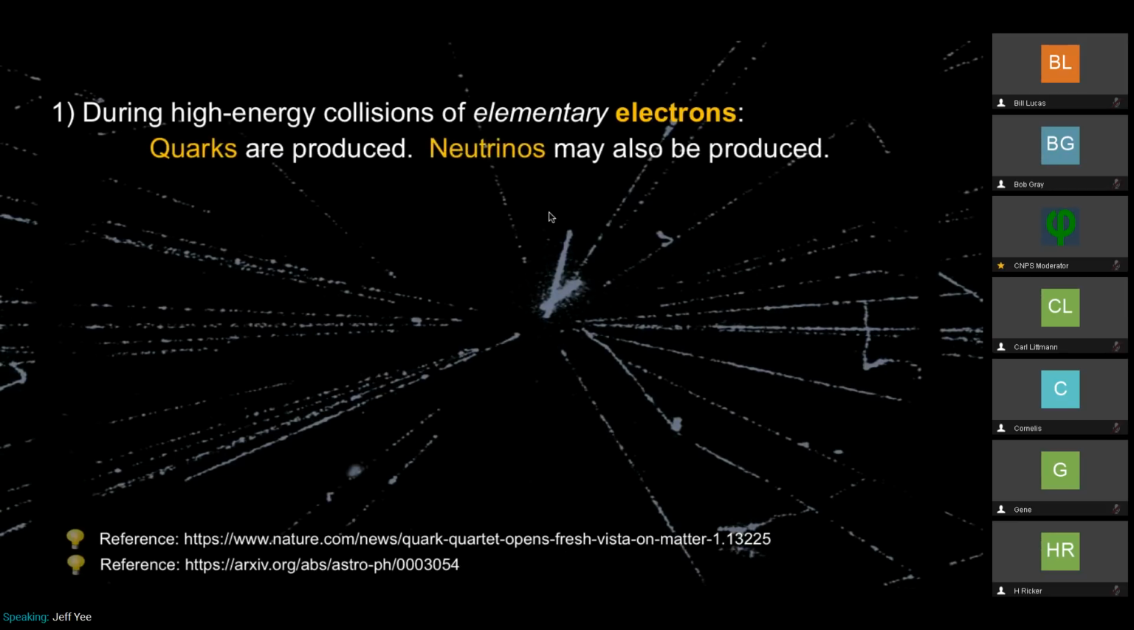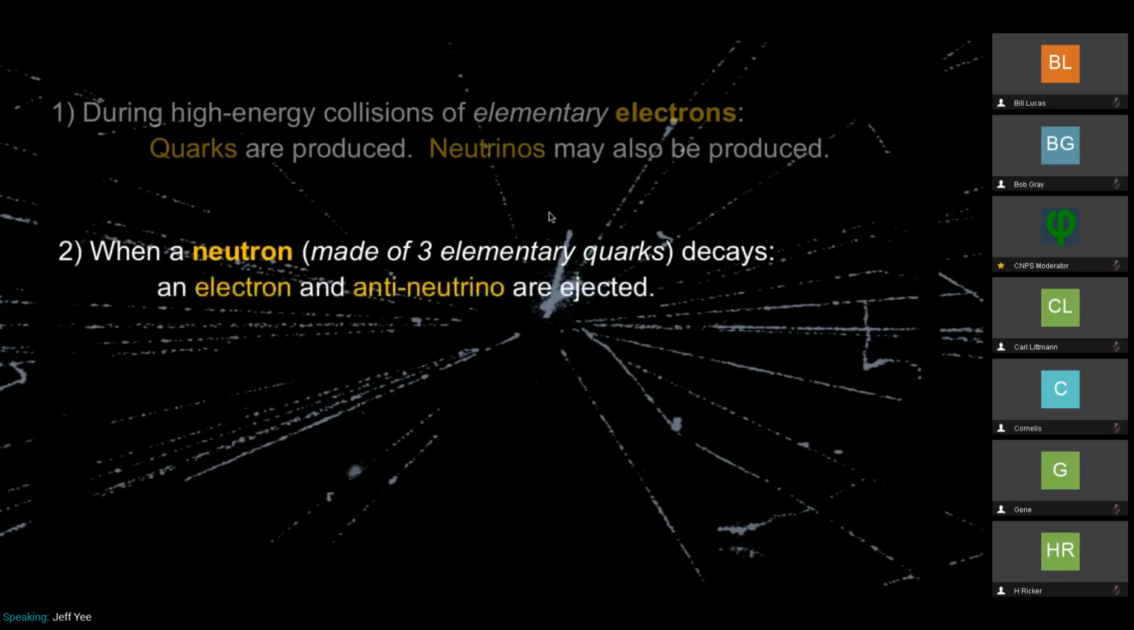And in some cases, harder to spot, but neutrinos have also been produced in collisions of electrons. And again, the same question: how is it possible that electrons can produce neutrinos if each and every one of these are supposed to be elementary?